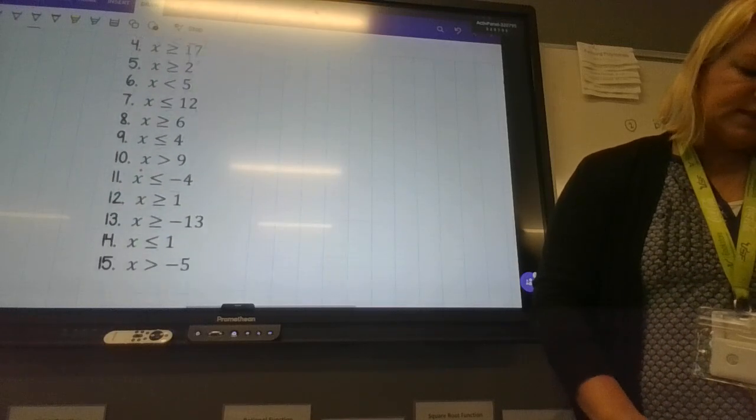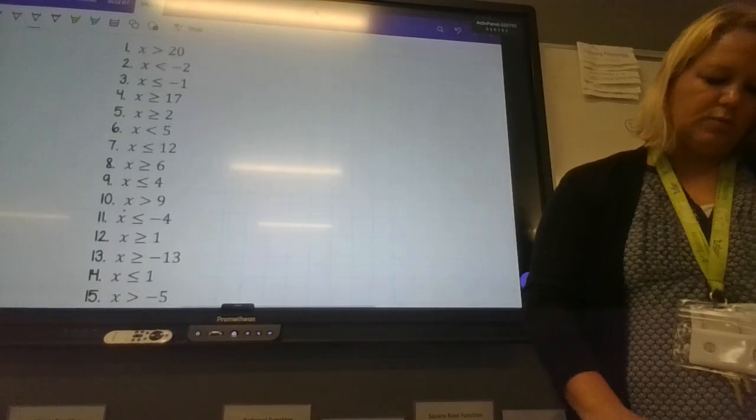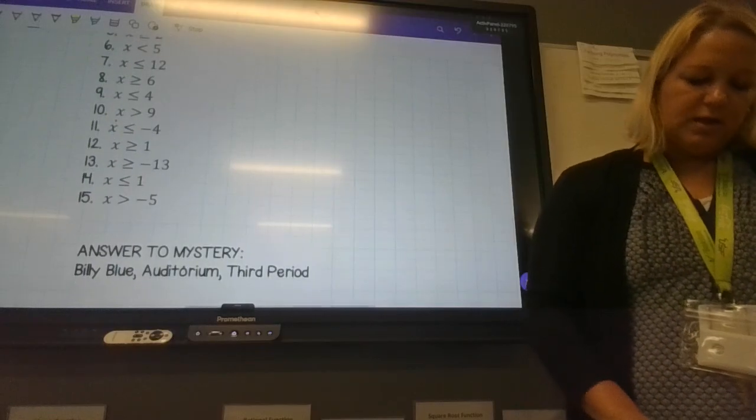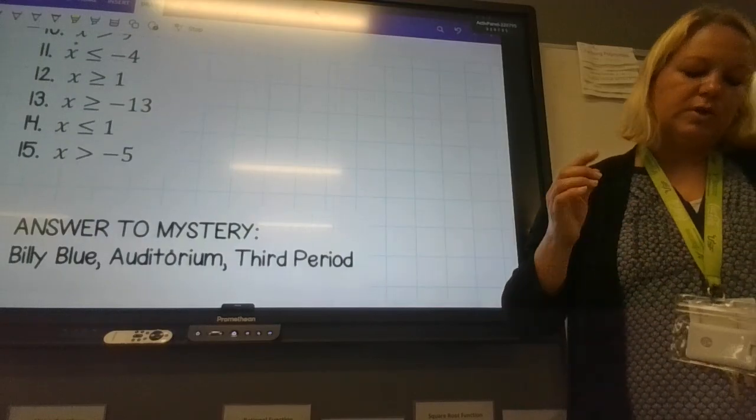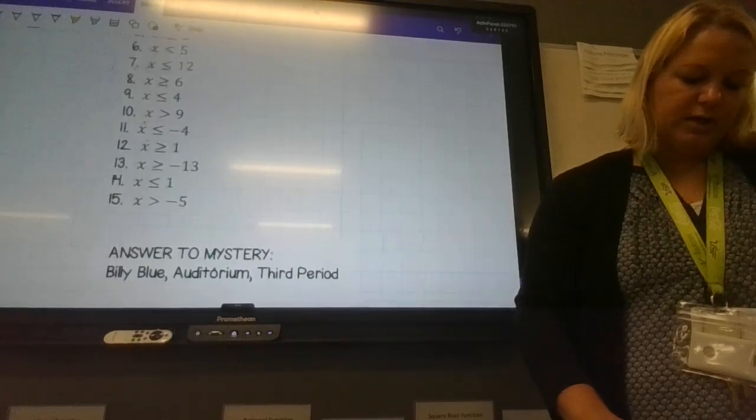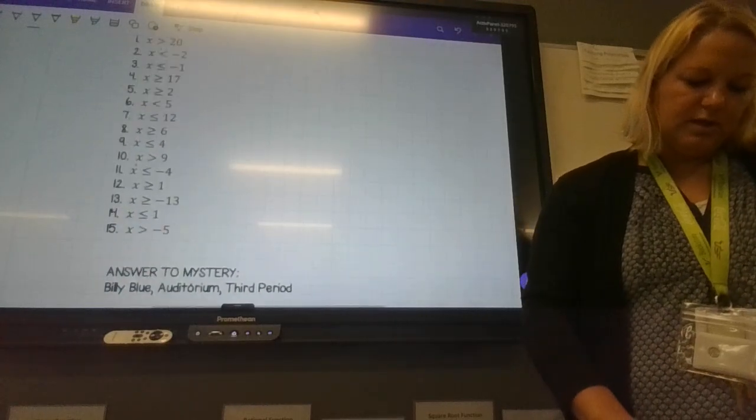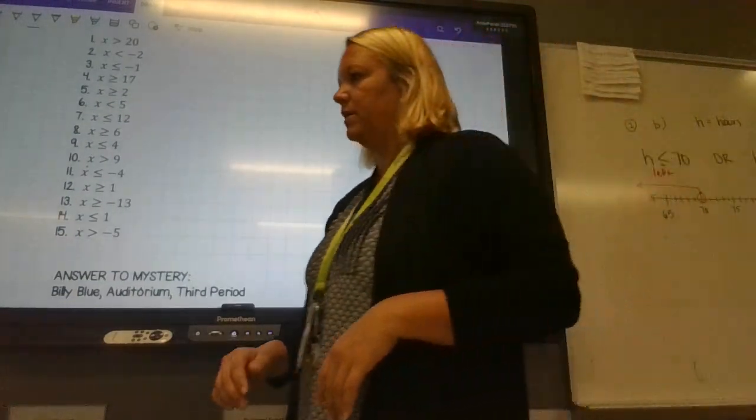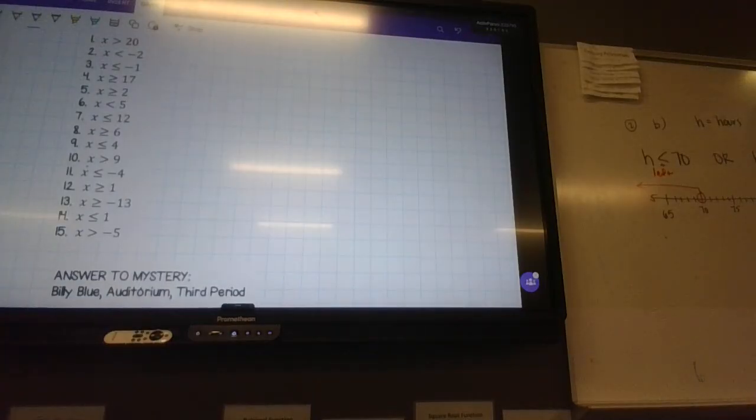All right, this is the answer key to the more basic handout. In the mystery it was Billy Blue in the auditorium during third period. So I'm going to leave that one there, and I'm going to come around and I want to see both of these handouts. And if you were testing Friday, I'll discuss that with you about that particular handout.